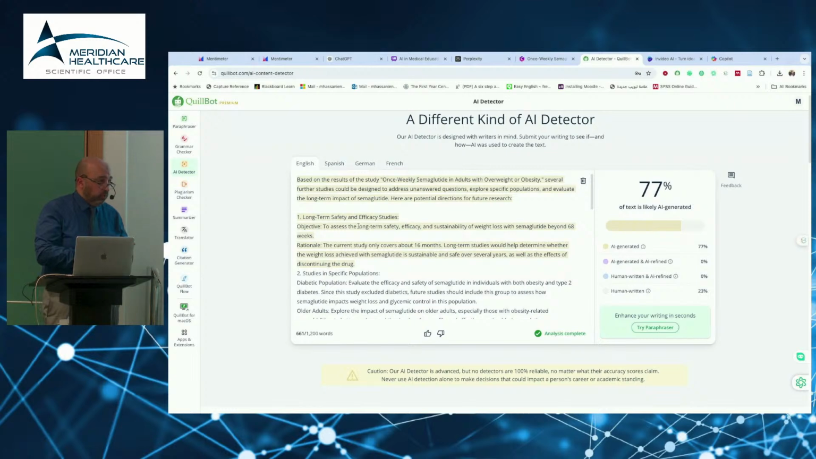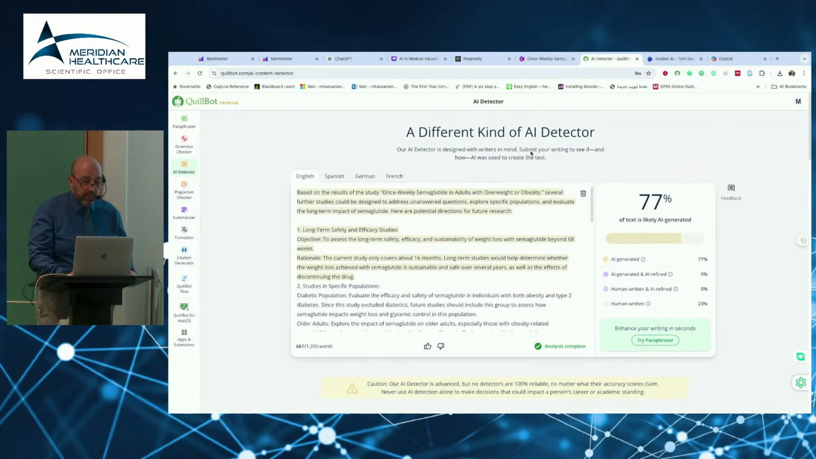Teachers can use this only to check if the articles or assignments were AI written or not. We also have translation and citation generation. All of these options are present here. The free version may be limited in the length of text you can use, and the paid one is quite expensive.